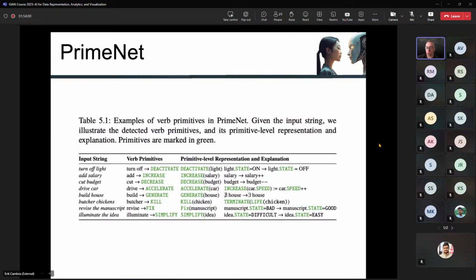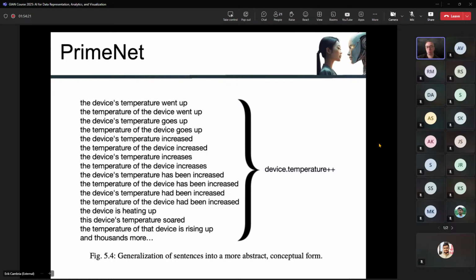And PrimeNet also uses the mechanism that I discussed earlier about the generalization into primitives. And here, once again, we have to stop at some specific primitives based on the specific topic. So this is once again not a static definition of primitive, but the final goal is the same. We want to be able to generalize all the possible ways to specify something in English so that we have a more compact and meaningful representation of the meaning. So here, yes, you have an example of many of the possible ways of expressing that the temperature of a device has gone up.